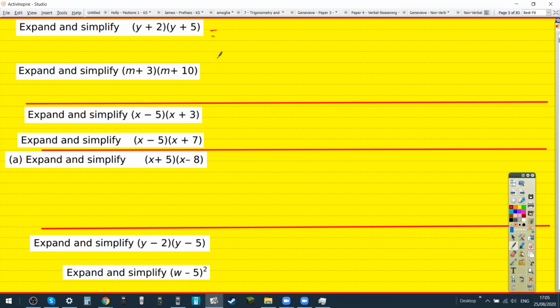So you do y times 5, which is 5y. And then, actually, I think I should probably do it the other way around. Okay, and so the way you do it is first, outside, inside, last, is the usual order. Doesn't really matter what order, but okay.